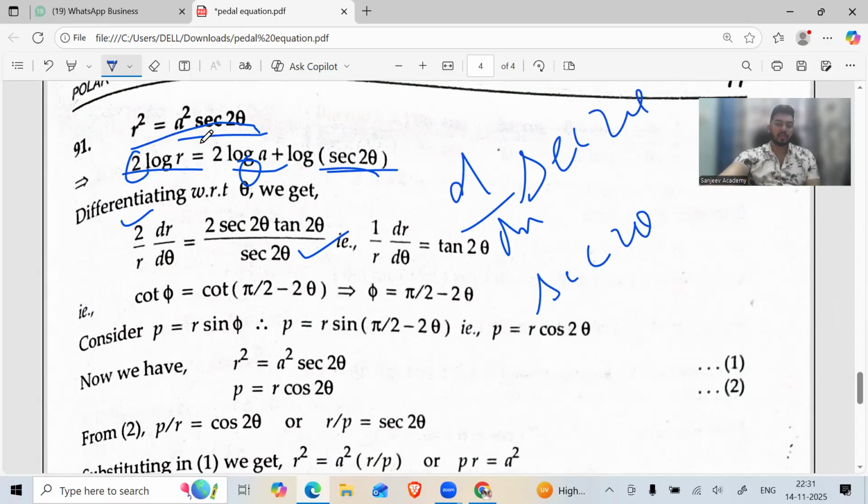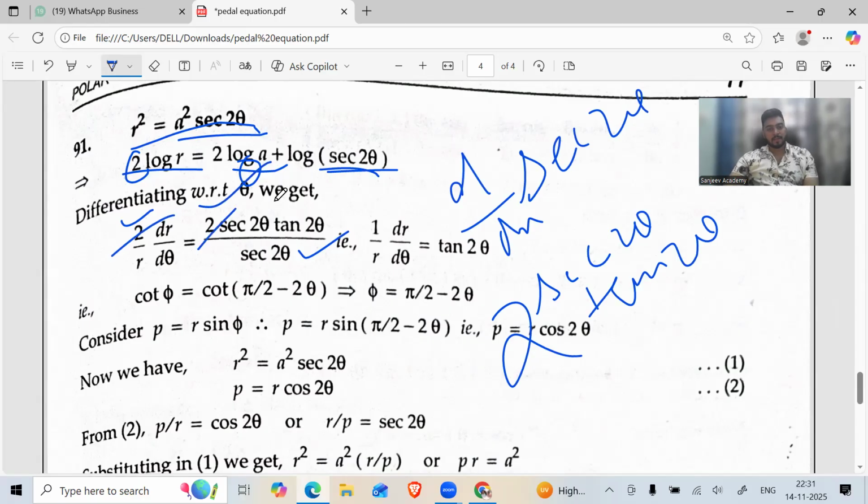Sec 2 theta tan 2 theta. And what is tan 2 theta differentiation? 2 theta differentiation is 2. That's how the 2 is coming here. So cancel this 2 and this 2 over here. And 1 by r dr by d theta is cot phi. And tan 2 theta is what? Cot 90 minus 2 theta.